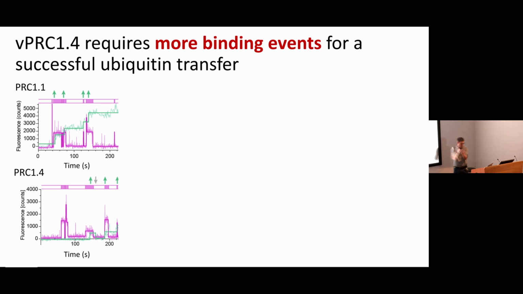Now we can go back into the details of the experiment, and it turns out all the parameters are more or less the same, but the one thing that differs between the two complexes is the number of attempts PRC1 has to make before a ubiquitin transfer can occur. So the PCGF1 containing complexes are very active. Even at the first attempt, the ubiquitin gets transferred. But in this case, you need to attempt many times.